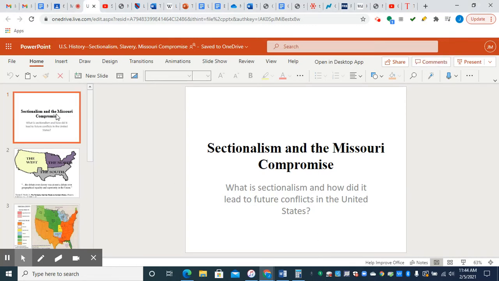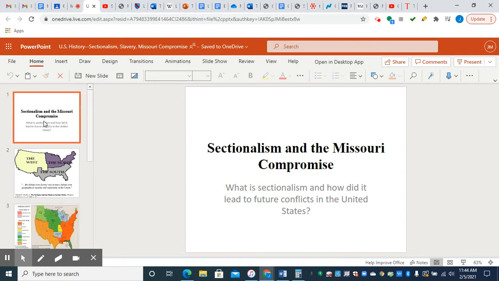Okay, so we're talking about today sectionalism and the Missouri Compromise. Obviously within sectionalism is that word section, where we're talking about the different divisions in the United States, regionally and geographically. And then we're going to look at how Missouri became a state and what the big conflict is during that time over Missouri joining the Union.